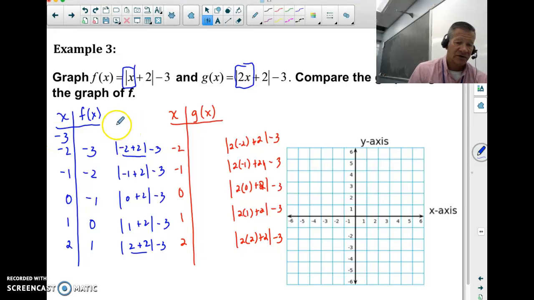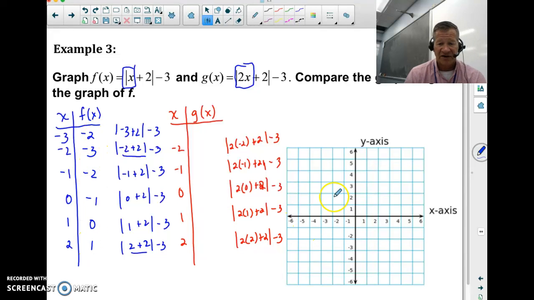Let's try -3. So -3 plus 2, that's a -1. And -1 has an absolute value of 1. So that's 1. Minus 3 is -2. Aha. So here it went down first and then back up. So now if I graph this, 3 left, 2 down, 2 left, 3 down. It was going down at first. Now 1 left, 2 down. Now it's going to come back up. 0, -1, 1, 0, and 2, 1.